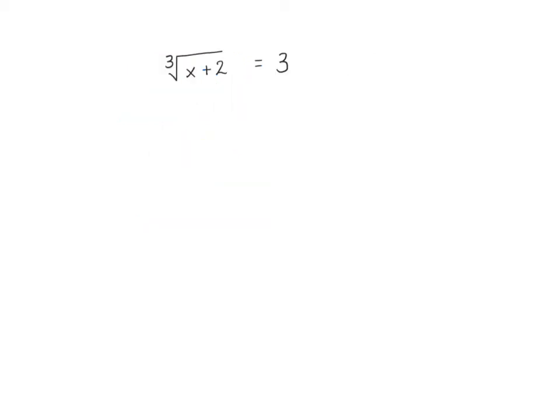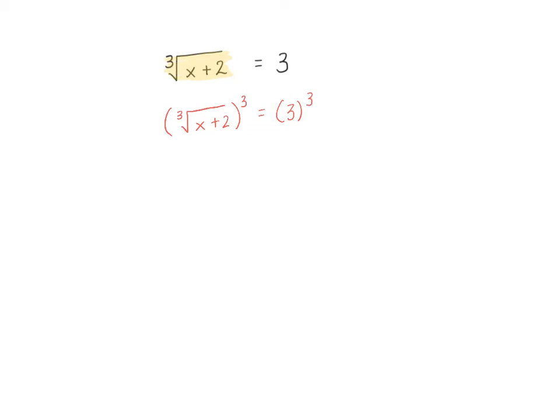Next, let's look at the cube root of x plus 2 is equal to 3. So again, we want to isolate the cube root. It's already isolated. There's nothing we need to subtract. So this time, instead of squaring both sides, we need to cube both sides. So we're going to take the cube root of x plus 2, and we're going to cube that. And then we're also going to cube the 3.